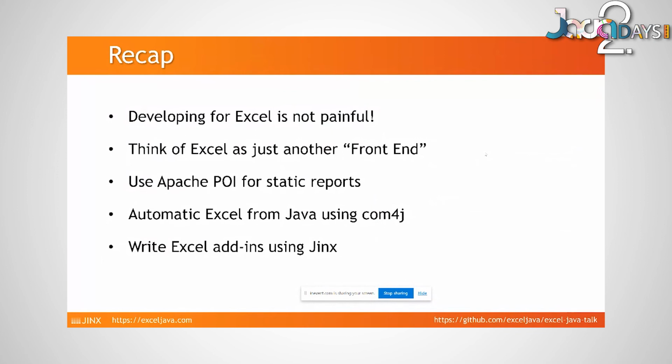We can also use Apache POI, as we saw, for static reports. So if you're ever in a situation where you need to write out some CSV files or dump some data for a user, then just consider using Apache POI to make the report slightly nicer. If you already have a desktop application, but you need some kind of interaction with Excel, rather than dumping out an Excel file, then maybe there's a way that you can automate Excel from Java, and you can do that using Conf4j. And then finally, really the most integrated solution is to have your Java code running inside of Excel as a Java add-in, and we can do that using Jinx.